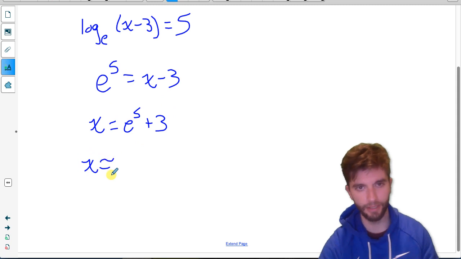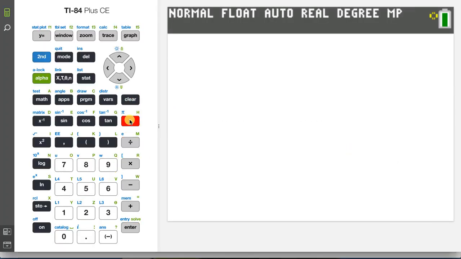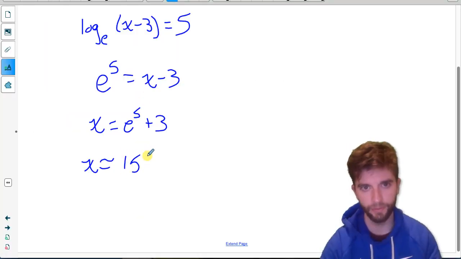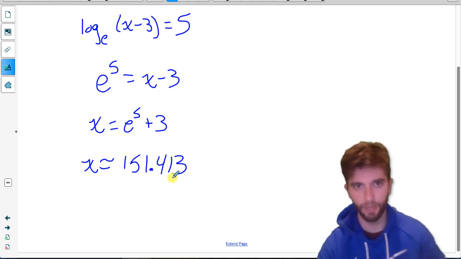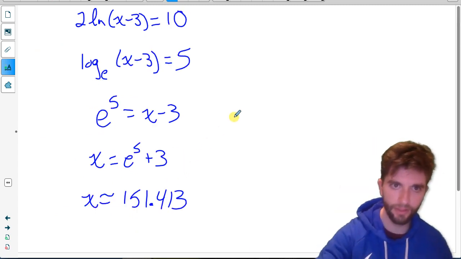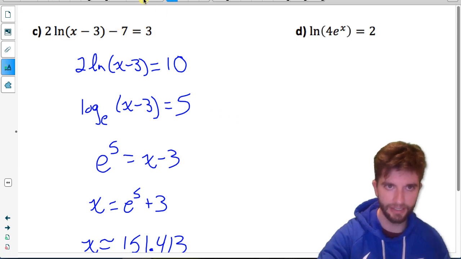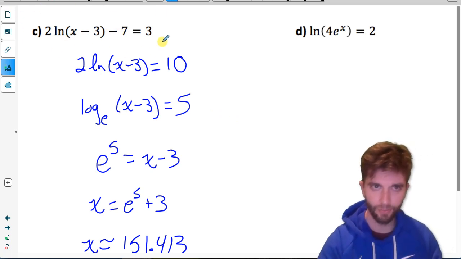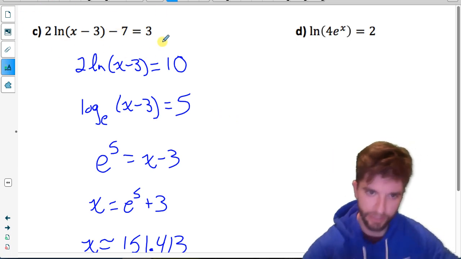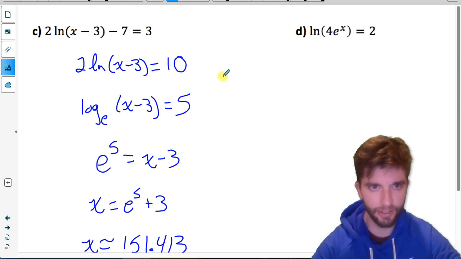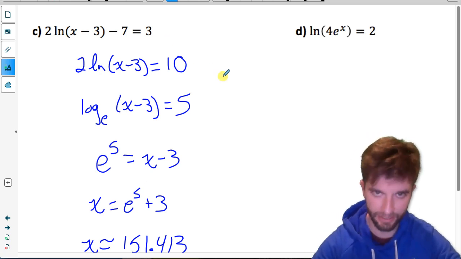I can get an approximate answer by typing that in. I get 151.413, approximately. And don't forget, we could check this answer by subbing it back into the original equation. And actually, when we solve a logarithmic equation, we have to check the answer because there is the possibility of us getting an extraneous root.